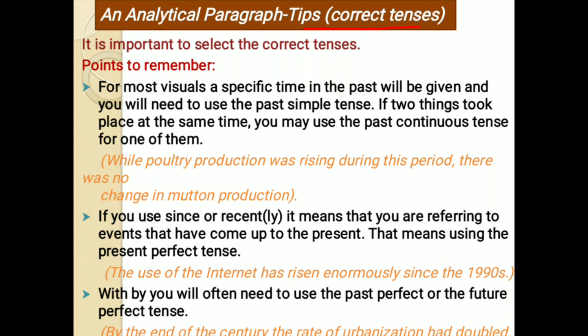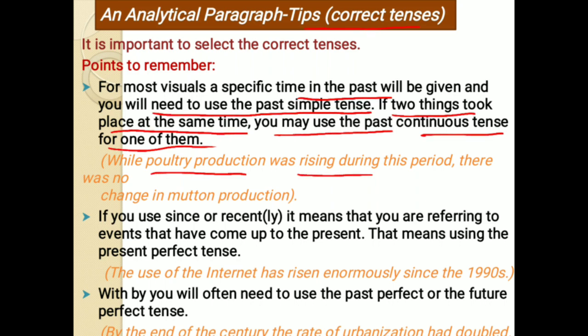For most visuals, a specific time in the past will be given and you will need to use the past simple tense. If two things took place at the same time, you may use the past continuous tense for one of them. Say for example, while poultry production was rising during this period, there was no change in mutton production.